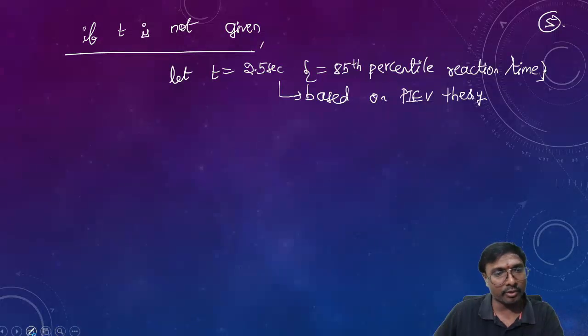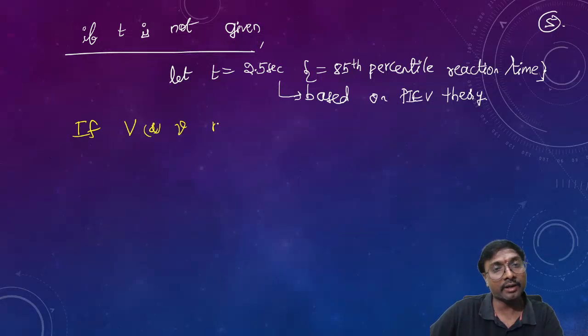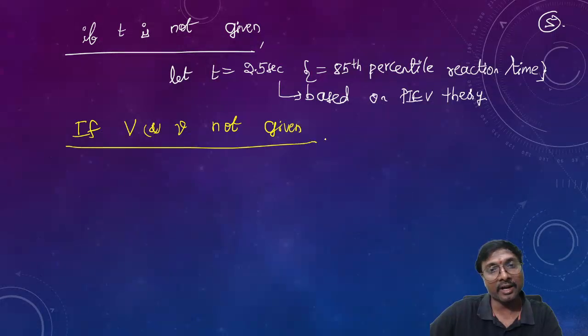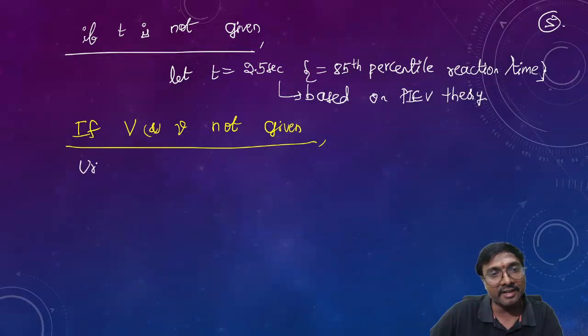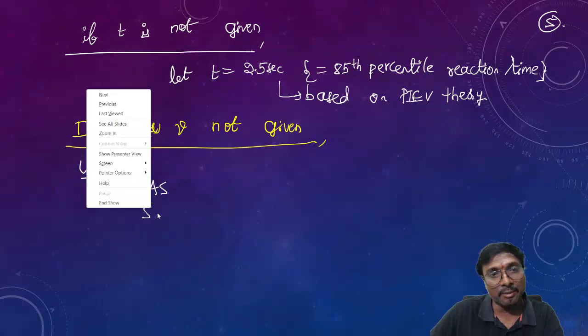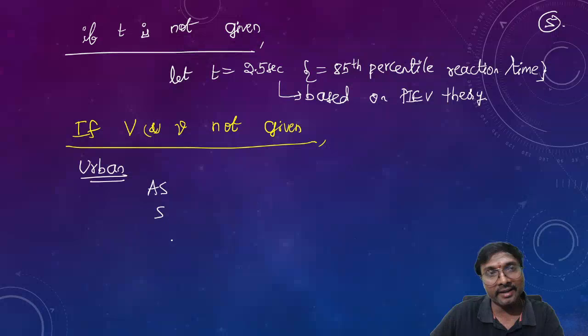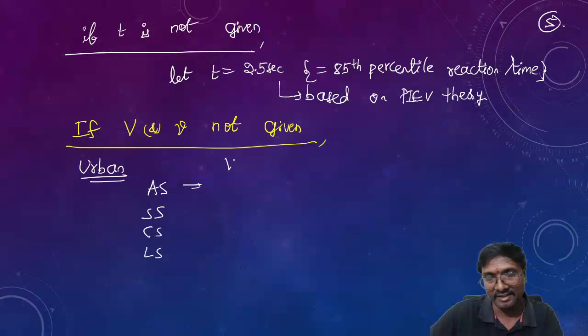Now suppose the speed is not given, then what do we need to take? If capital V or small v is not given, then we have to take the standard values definitely, right? What are these standard values? Whenever it is an urban road, what are the different types of roads we have? Arterial street, subarterial street, collector street and local street. What is the design speed we have to consider?